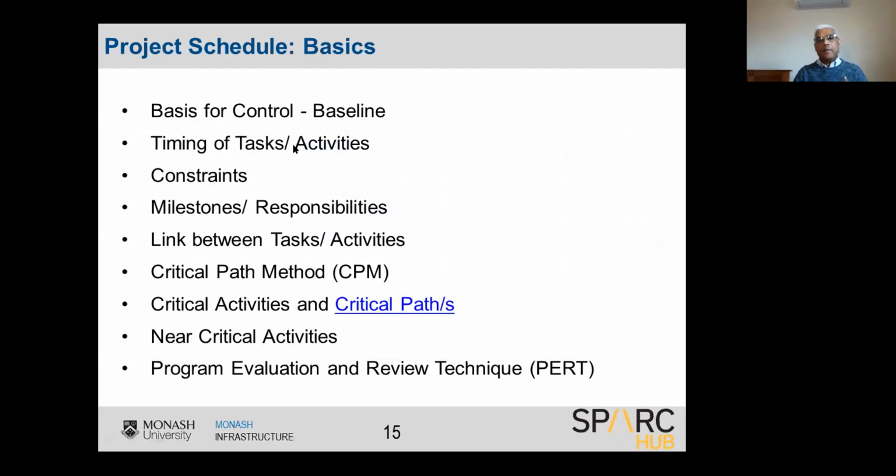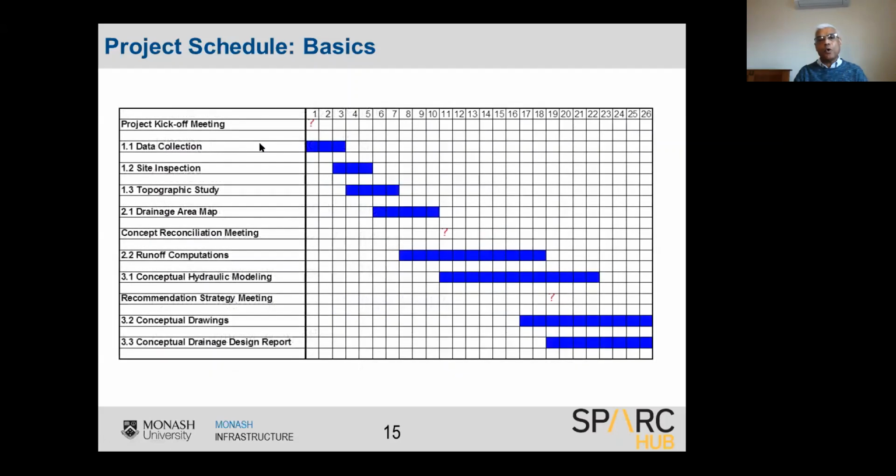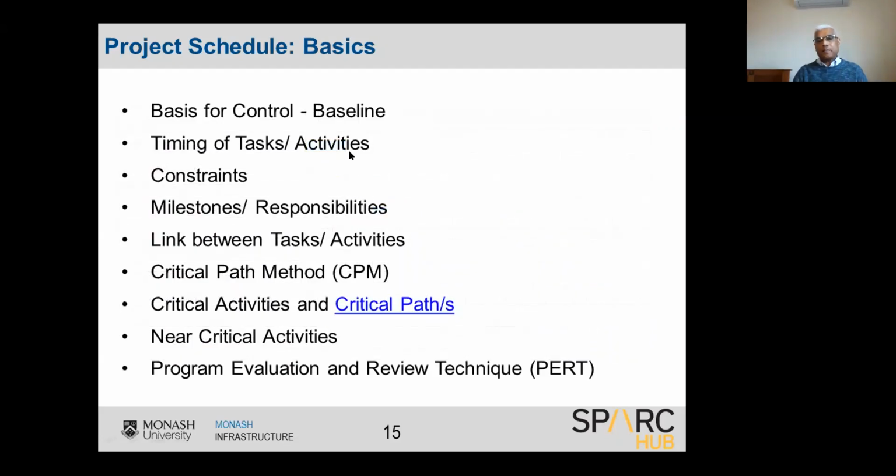And the timing of tasks and activities is very important. If you go here, for example, this activity, drainage areas map, here we have considered 1, 2, 3, 4, 5 weeks, or maybe 5 days. We have to analyze and identify that. So identify the task and the timing of the task, not only the durations, but when those activities can be commenced and when those activities can be finished. They are the important aspects: timing of tasks and activities, and then the constraints, as we have explained earlier.